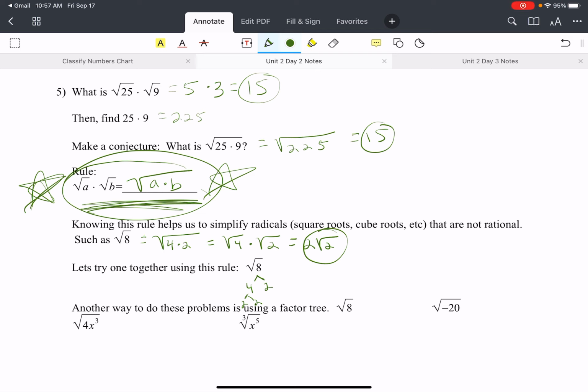Now, one thing that helps me, because at this point I should only be looking at my prime numbers, is I like to cross off everything else because it helps me visualize it. So all I have right now are the 3 2s. Now this one is a square root, so I'm looking for the same number times itself twice, right? So I'm looking for pairs of numbers, so I can group those pairs together.